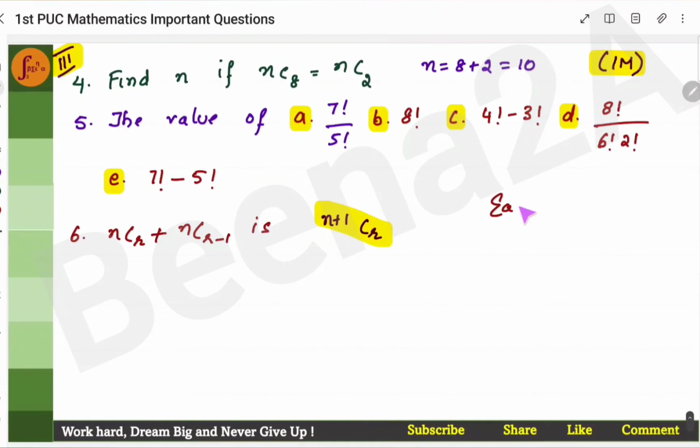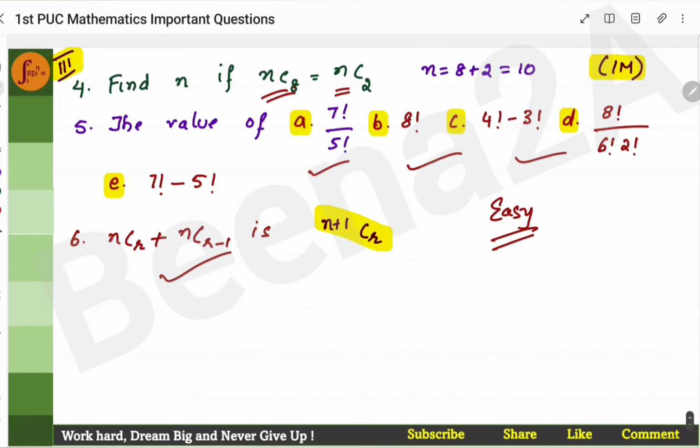Now, easy 1 markers. So don't forget to practice these 1 markers. You'll get: find n if nC8 is equal to nC2. What is the value of n? Simple. n is nothing but the sum of these, 8 and 2 becomes 10. Then factorial related problems, right? And this one, nCr plus nC(r-1) is nothing but (n+1)Cr. This is just one of its properties or formulas.